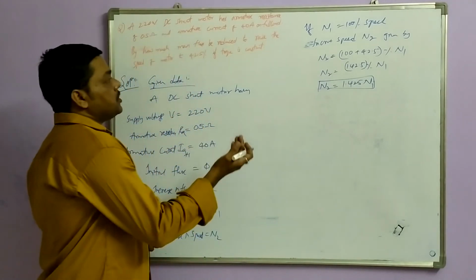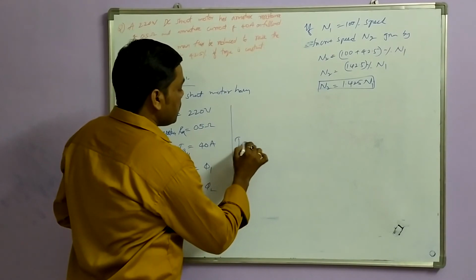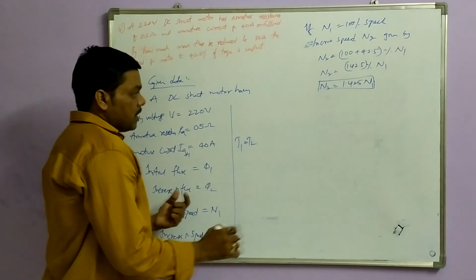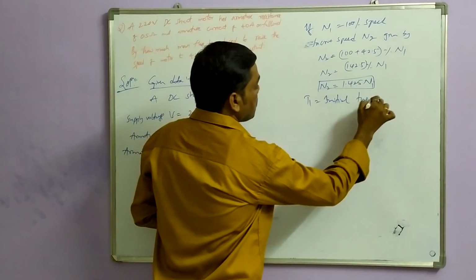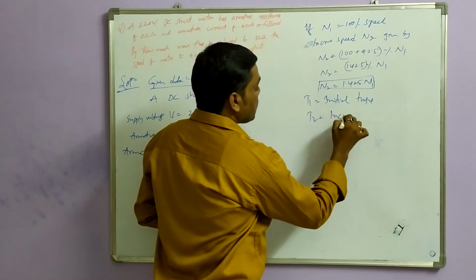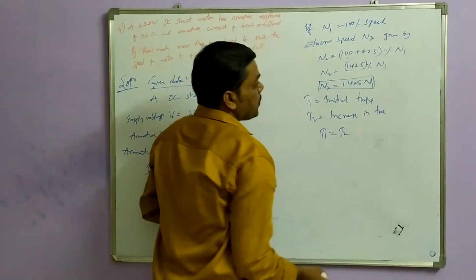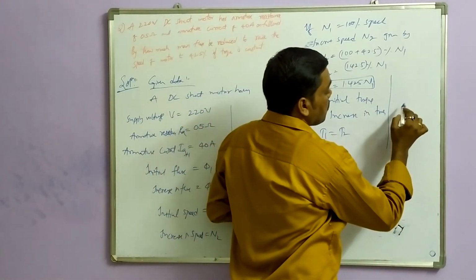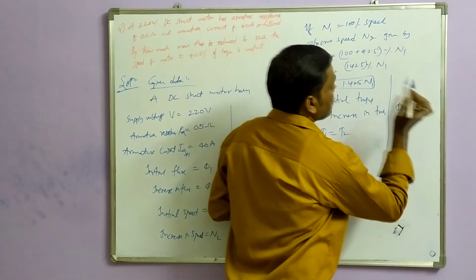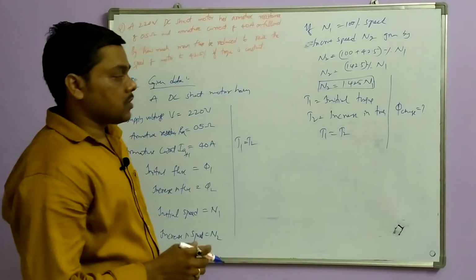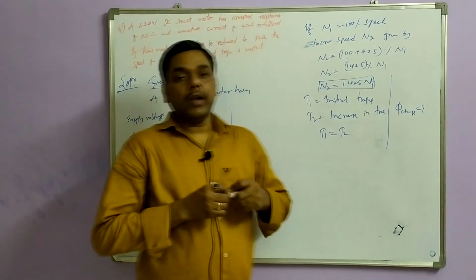Now the speed changes and the torque is going to be constant. So T1 is equal to T2. Let us say T1 is the initial torque and T2 is the new torque. But what is the condition? T1 is equal to T2. Now we have to find out the change in flux. The ratio of flux is what we are going to find out.